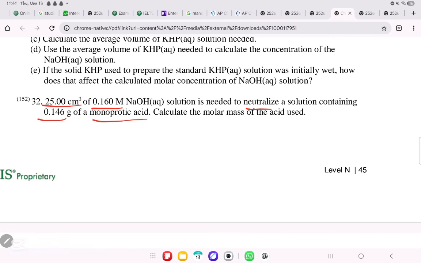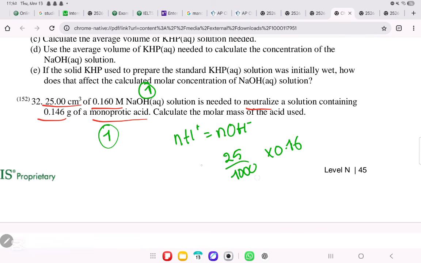When they say a monoprotic acid, that means it has one hydrogen, right? So one hydrogen here, one OH here. This means it's in a ratio of 1-to-1. If it's in a ratio of 1-to-1, then the number of moles of H plus is equal to the number of moles of OH minus, right? So 25, change it to decimeter cube, don't forget, 25 divided by 1000 times 0.16 is equal to the mass over the molar mass M.